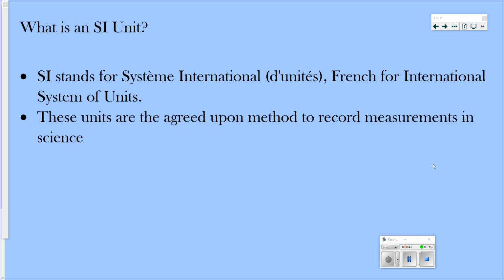What is an SI unit? SI stands for Système International d'Unités, excuse my French. However, it is French for International System of Units. These units are agreed upon amongst scientists worldwide so that we can share our results with each other and everybody has a common language to discuss those results.